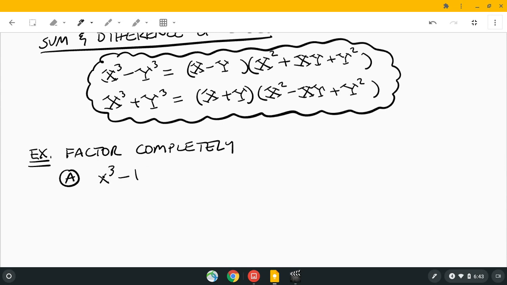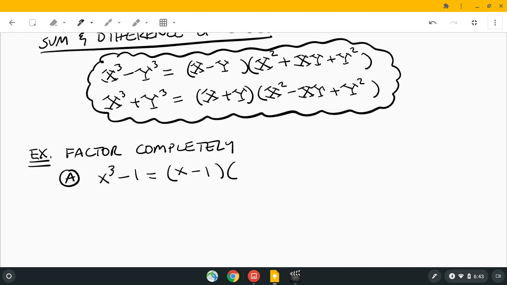So here, x is being cubed. Here, 1 is being cubed. Okay, so if you can identify what's being cubed, then that's what's going to go in here. So we see x is being cubed, so x goes there. 1 is being cubed, so 1 goes there. And remember, if this is a difference, a subtraction, then your binomial will be a subtraction.